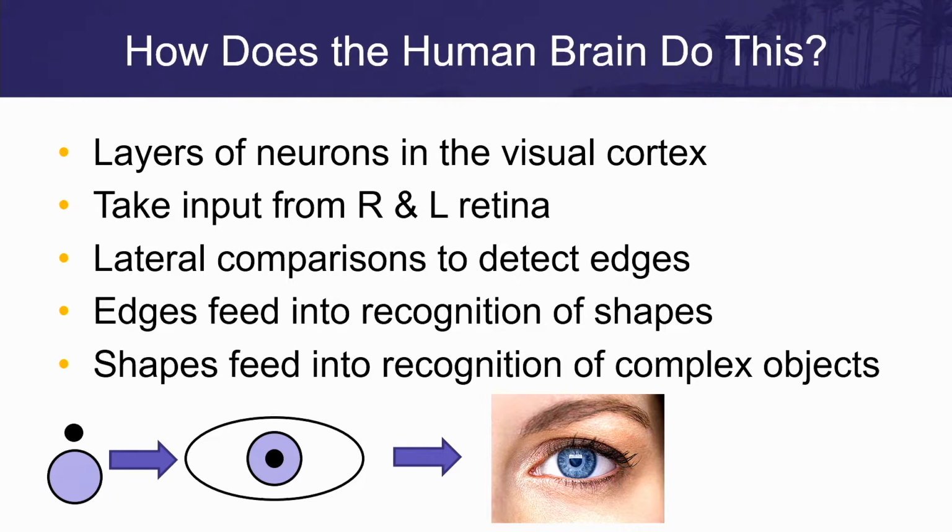So how does the human brain do this? There are layers of neurons in the visual cortex, and I'm going to summarize about 25 years of work in neuroanatomy in about 5 seconds. They take input from the right and left retina. They use lateral comparisons from adjacent neurons to detect edges. And edges feed into the recognition of shapes, like going from circles to a pupil within the eye. And shapes feed into recognition of more complex objects. And it just goes to higher levels of layers of neurons that we put this information together.